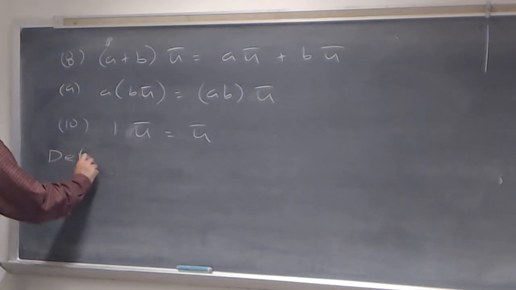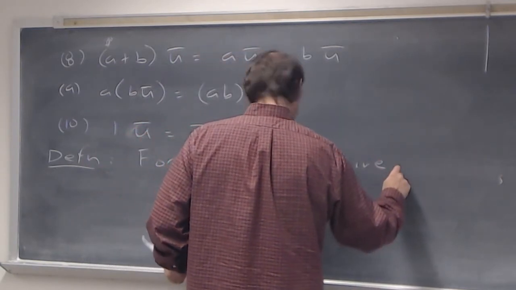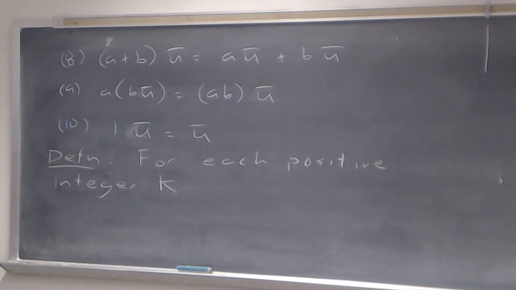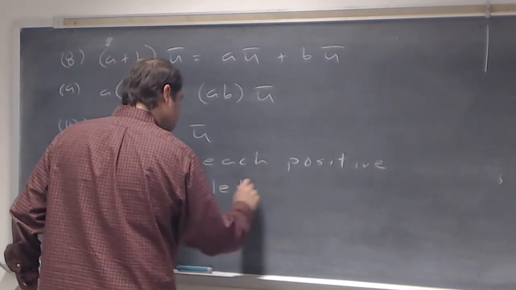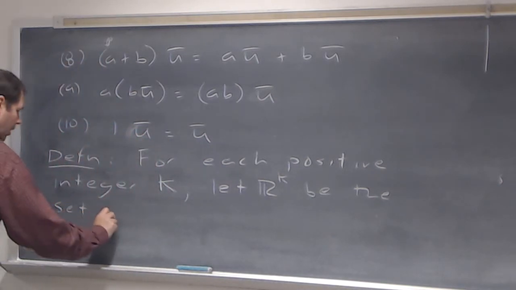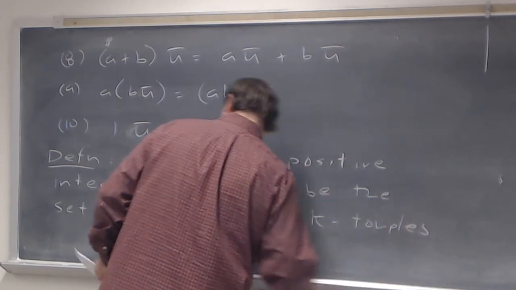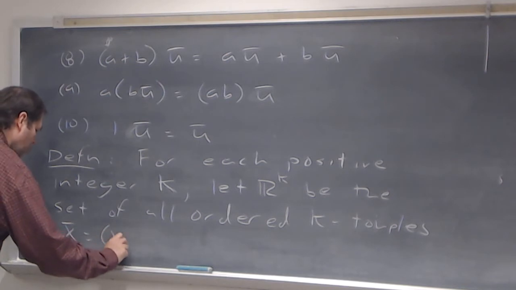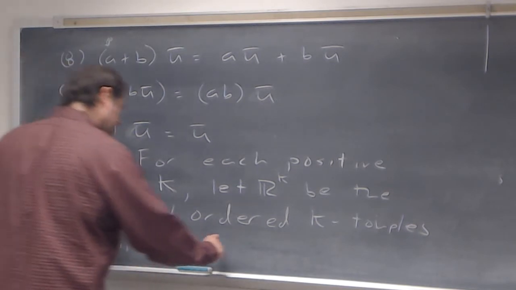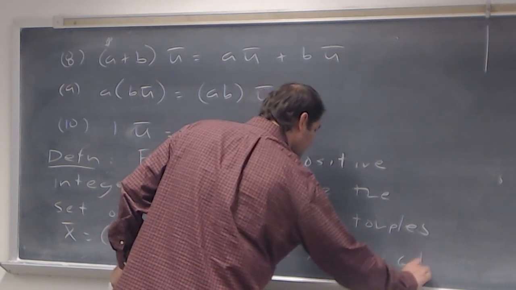What I want to list now is another definition, and it says for each positive integer k, let R^k be the set of all ordered k-tuples, I call them x bar equal to x of 1, comma, x of 2, comma, all the way up to x of k, where x of 1, x of 2, all the way up to x of k, each one of them is a real number.